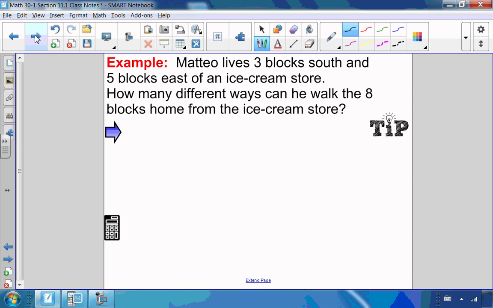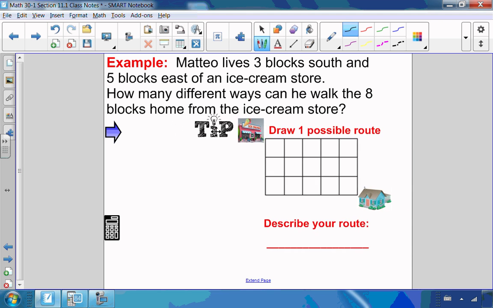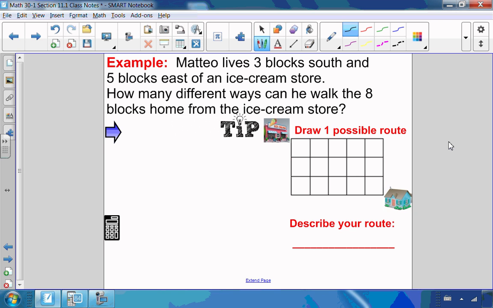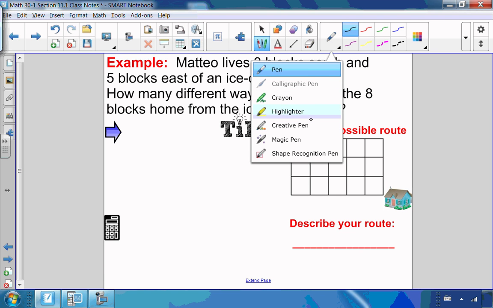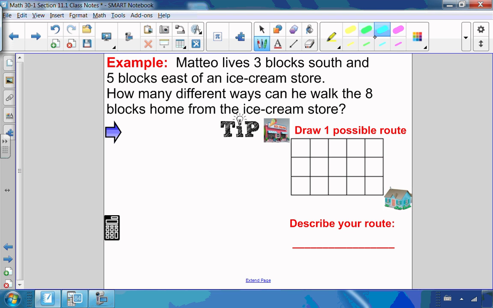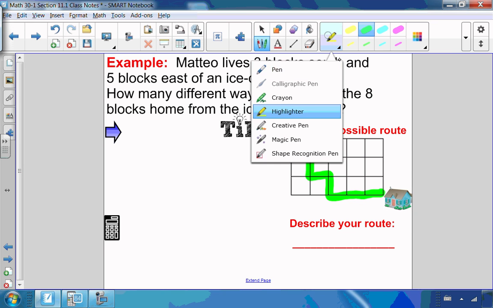So because I'm a visual person, I need to draw a picture. That's my tip for you. I want you to draw a picture of one possible route. Now, you can draw one, and it's probably going to be different than the way I drew it, unless we're weirdly connected, because there's lots of different ways, okay? So just draw one possible route to get a feel for what it looks like. So I'm just going to go like this. I'm going to go here, here, here, here, here, and there. That is one possible route.